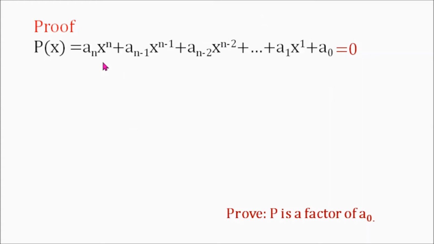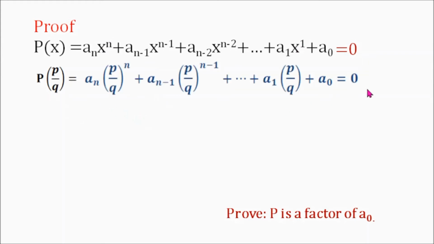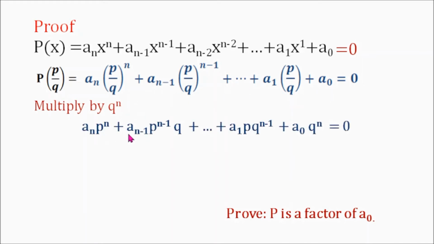And then the second step, we are going to evaluate our equation at p over q. Meaning to say, we are going to replace all the x's we have here with p over q. And this is what we get. After that, we are going to multiply all terms by q to the n. So multiplying all the terms we have here by q to the n, this is what we get.